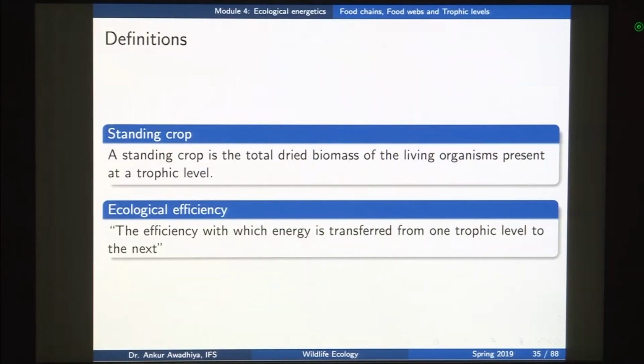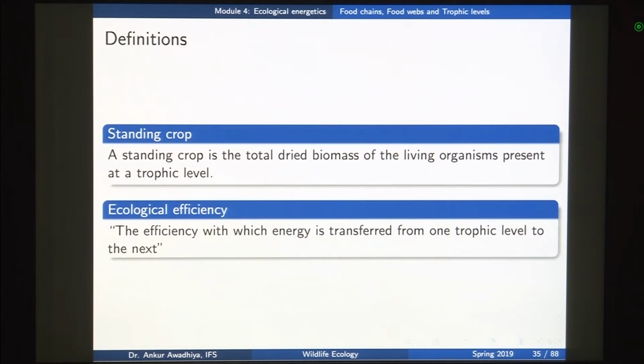Now, in these pyramids we can also define the standing crop. A standing crop is the total dried biomass of the living organisms present at each trophic level. In this case we are looking at the dried out biomass. For instance, in the earlier situation we were looking at the total amount of biomass present in the grasses. Let us say we had 1,000,000 tons of biomass, and that was the green biomass. In the case of standing crop, we will look at the dried out biomass after removing all the water.